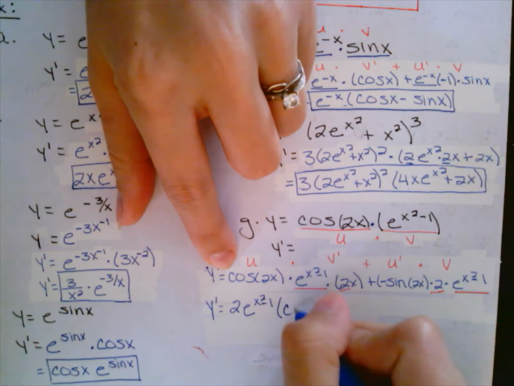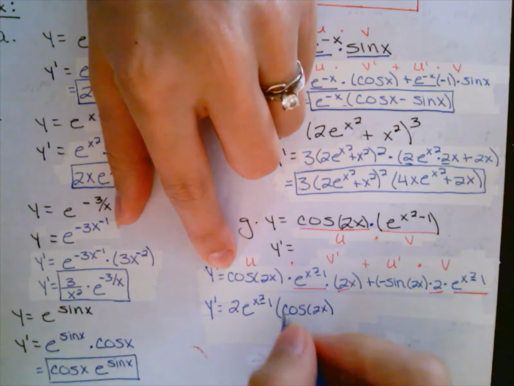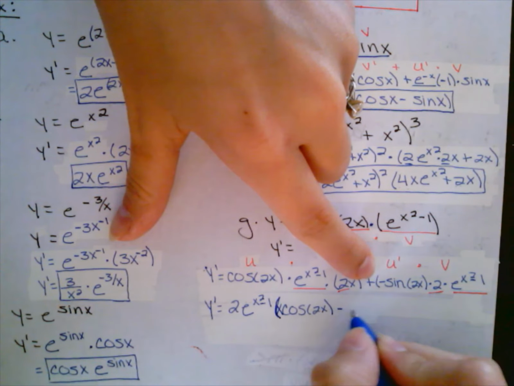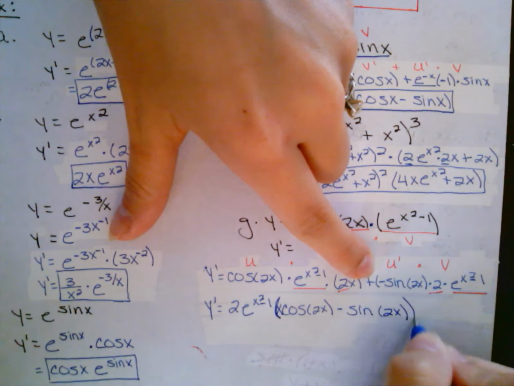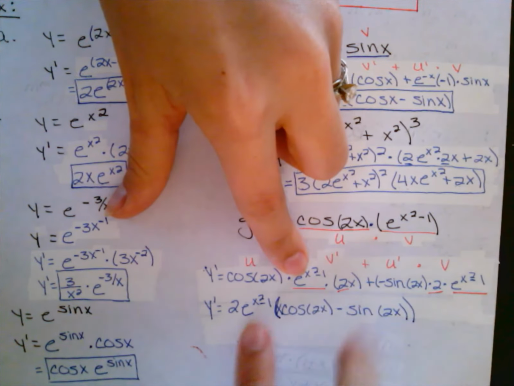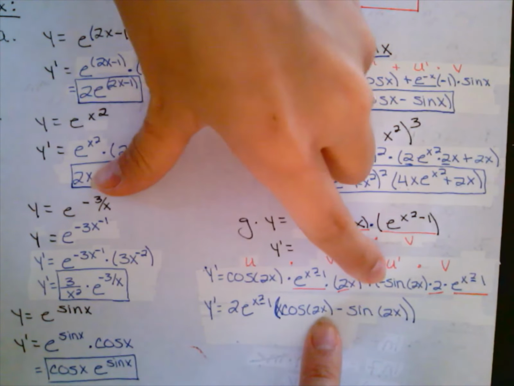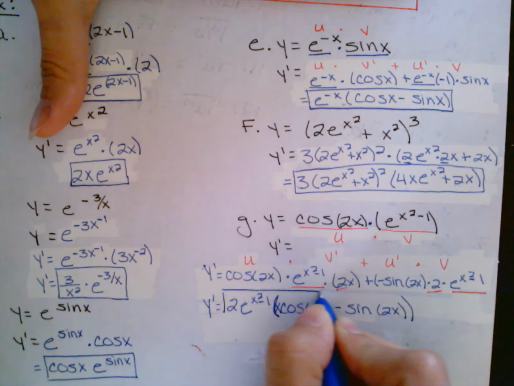So cosine of 2x, oops, I forgot this x, so I'm going to write it up front, minus sine of 2x. Now let's take one more peek, make sure we didn't miss anything. I've got the 2, I've got the e to the x squared minus 1, and then left over I had that x, cosine of 2x, minus sine of 2x. And there you go.